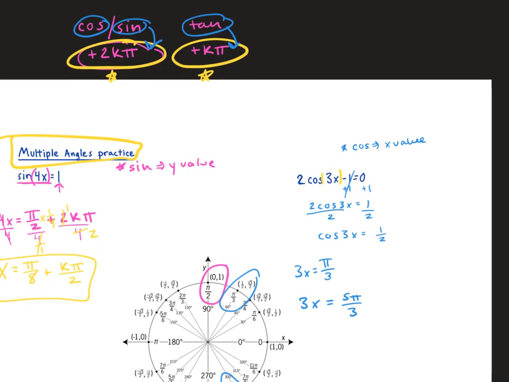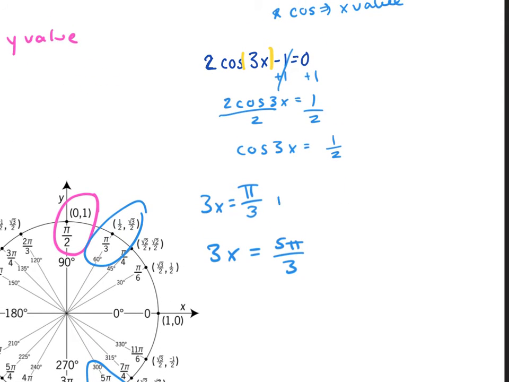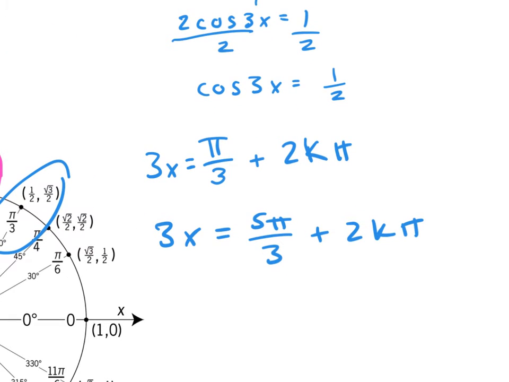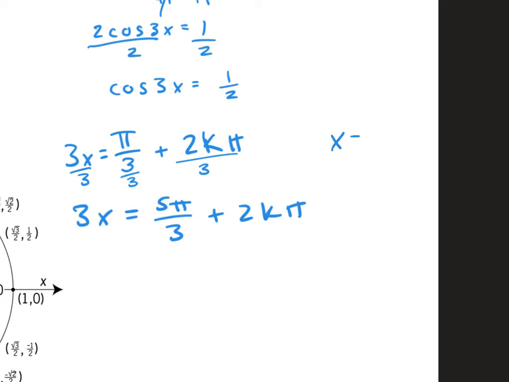Since we have cosines here, we have to add on plus 2k pi to both of them. So we have a plus 2k pi and a plus 2k pi. And now each of these we just have to solve for x. So how do we solve for x in the first one? Divide by 3 again. So we get x is equal to, what's pi over 3 divided by 3?